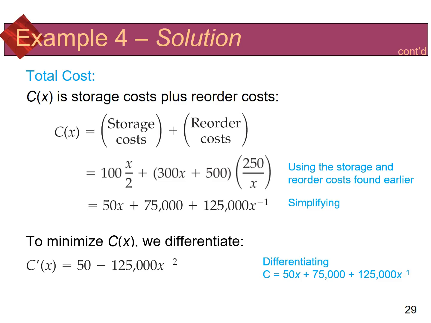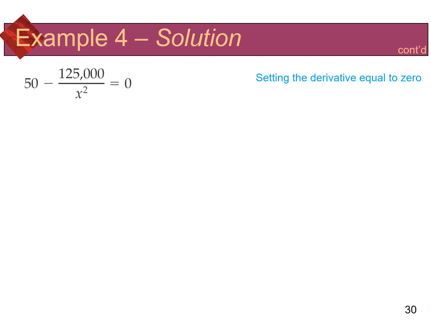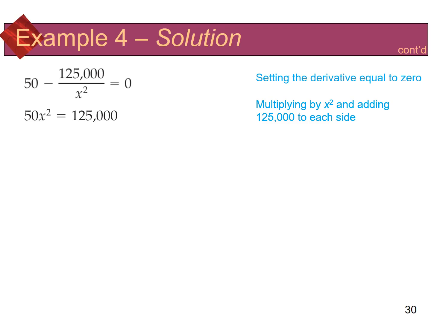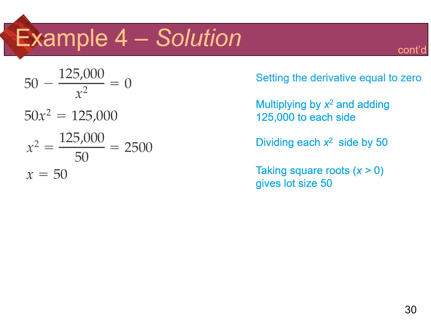So if I minimize this by differentiating it, I get this function 50 minus 125,000 x to the negative 2 power, which is the same thing as 50 minus 125,000 over x squared. Setting that equal to 0, I would get 50x squared equaling 125,000. Divide both sides by 50, you get 2,500, and then square rooting both sides, x would equal 50.